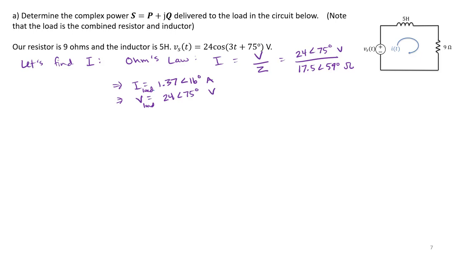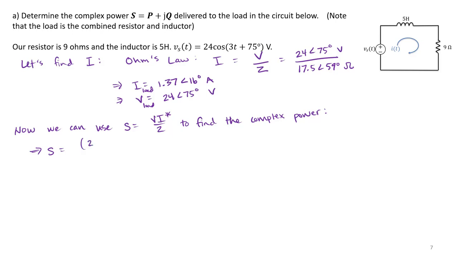Now we're ready to plug in and find our complex power. So in this case, we go ahead and substitute. For voltage V, we have 24 angle 75 degrees. Remember, for current, we have to take the complex conjugate. So our current will be 1.37 angle negative 16 degrees amperes. So remember to take the complex conjugate.